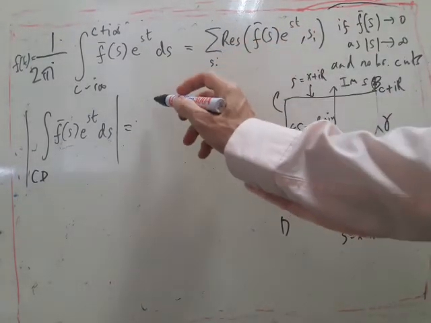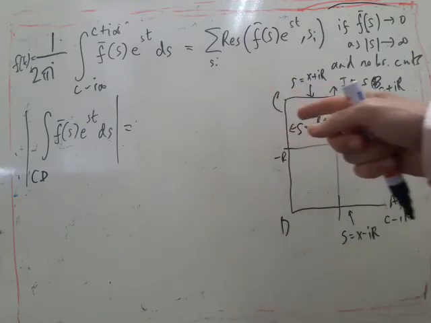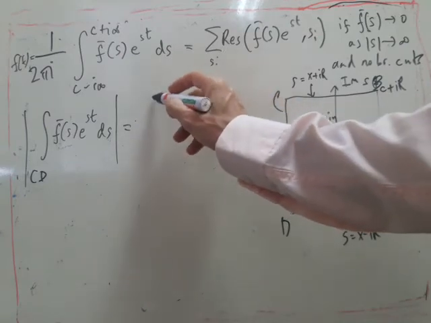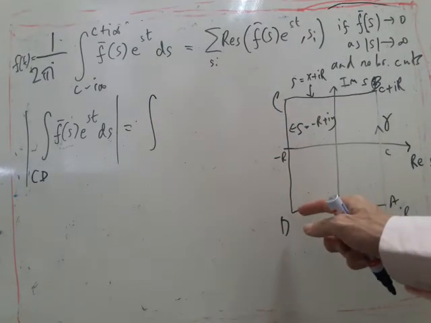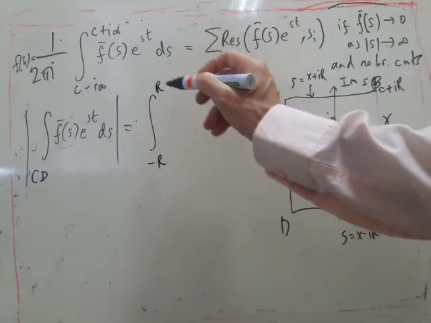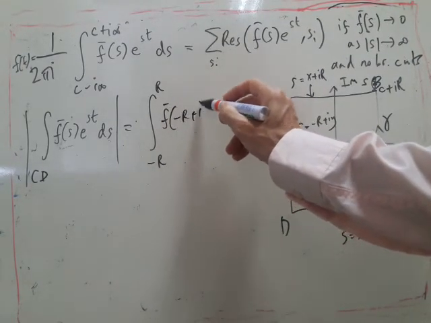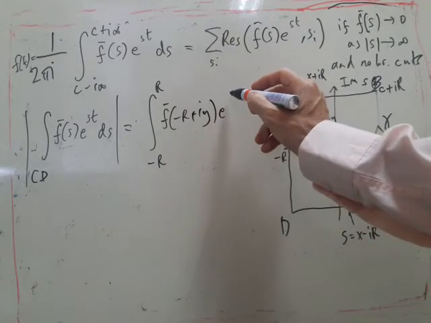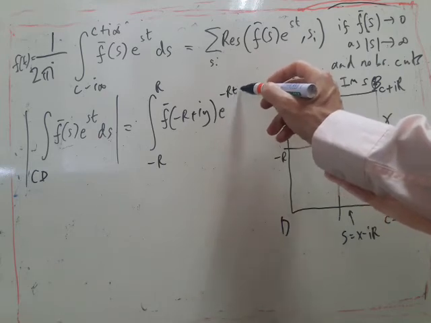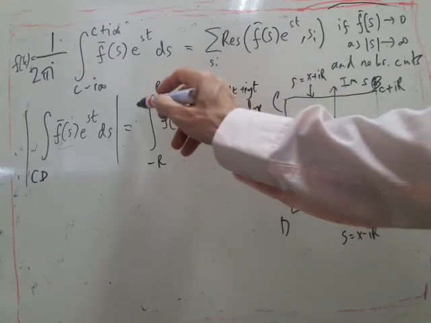So in this case, what do we have? Well, now we've got s equals minus r plus iy. So ds is now i dy. If we take the magnitude of that, y is varying from minus r to r. And we've got f bar of s e to the st, where s is equal to minus r plus iy, t, dy.